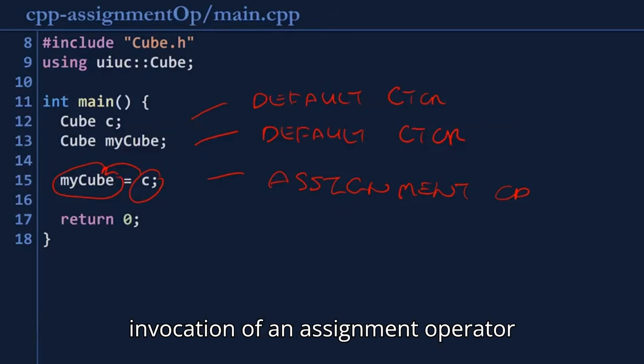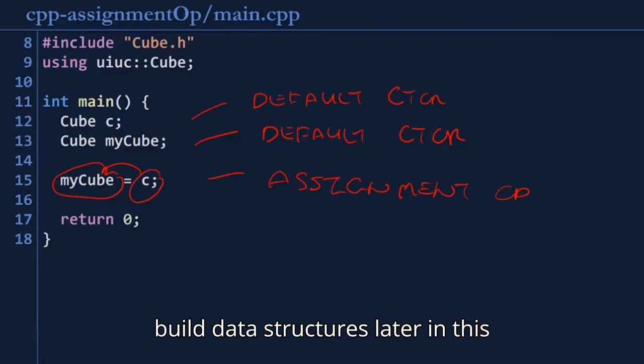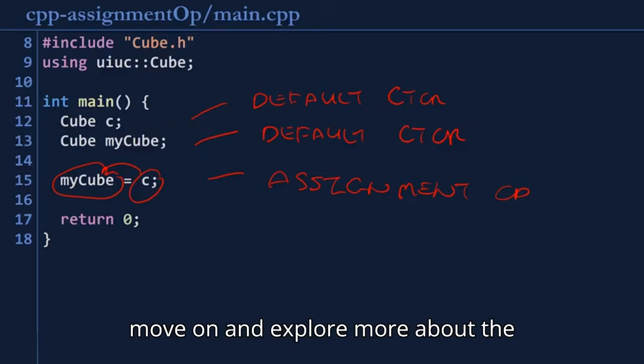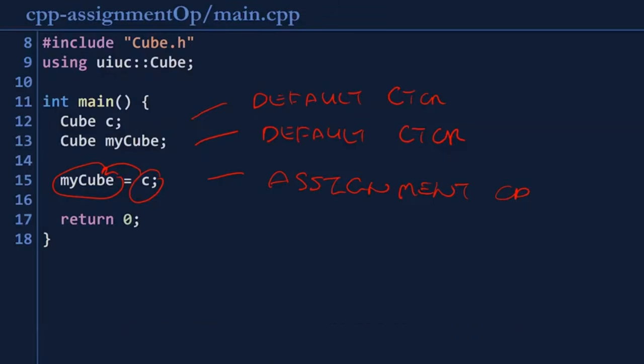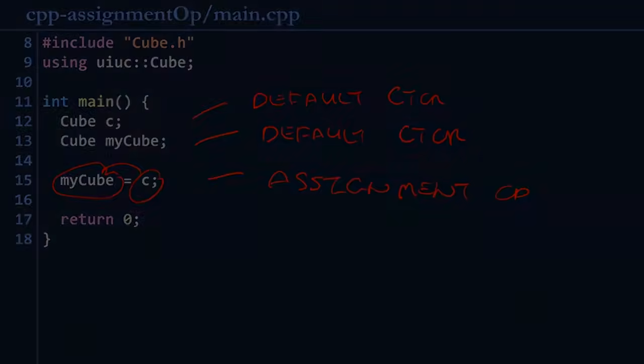The invocation of an assignment operator means the object already exists and doesn't need to be constructed. We're going to explore a lot of these operators as we build data structures later in this class. For right now, we're going to move on and explore more about the construction of a C++ class. I'll see you in the next video.